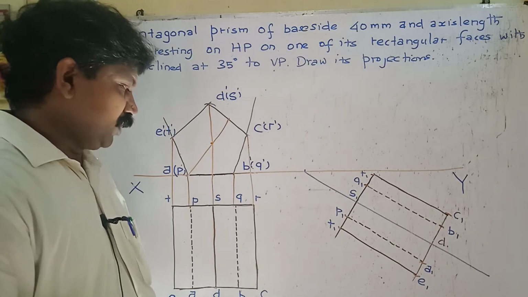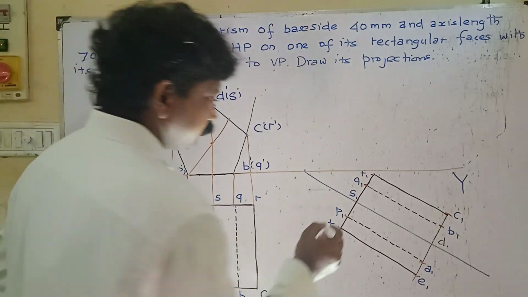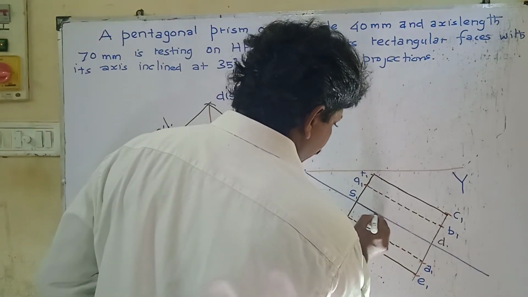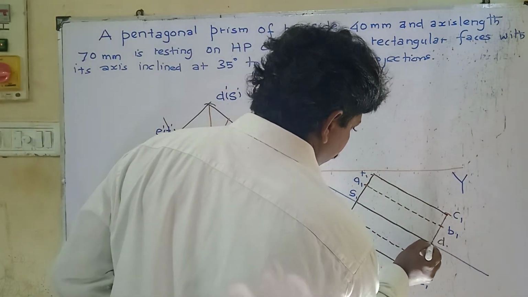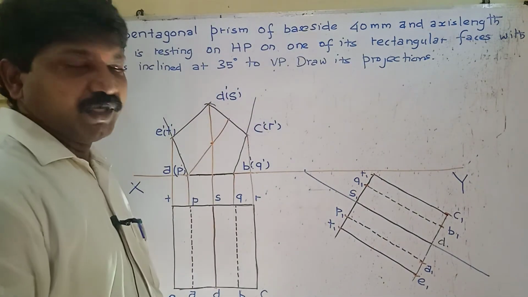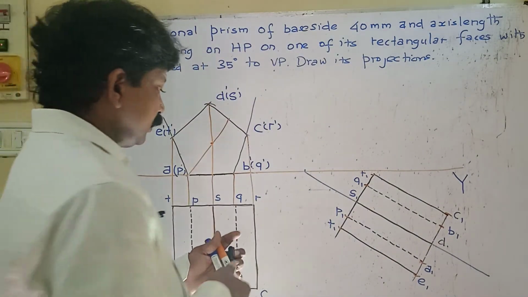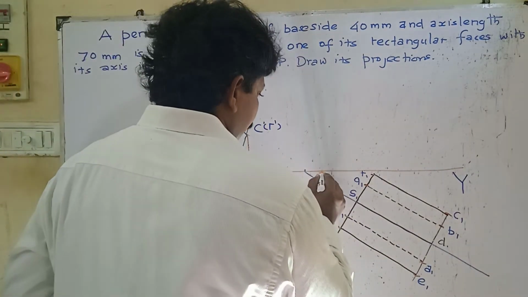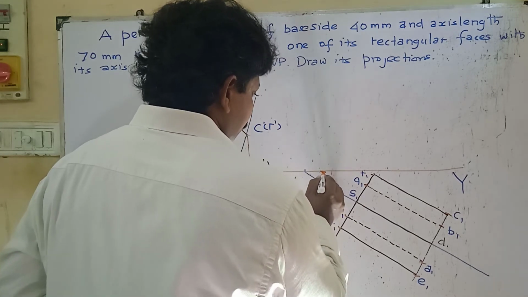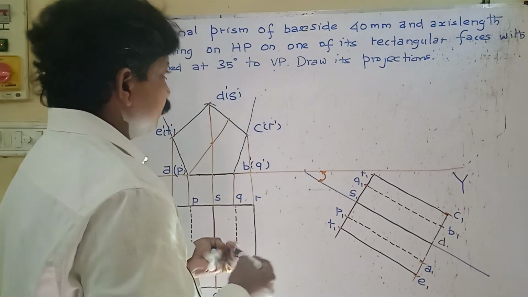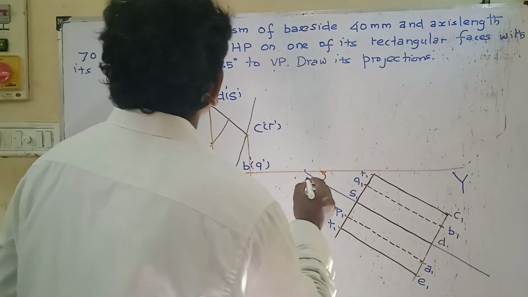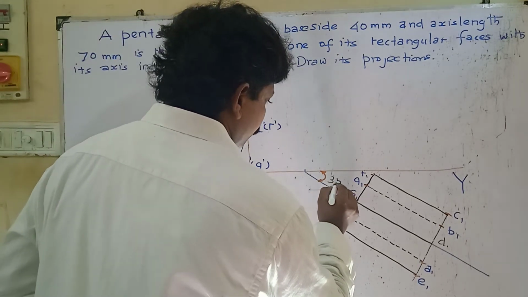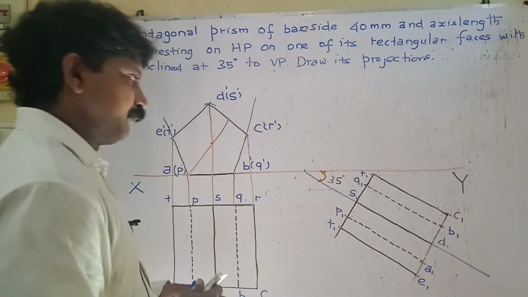Now the top view is completed. Final top view completed. Now project the front view from the tilted top view, with the 35 degree incline to mark the edge.